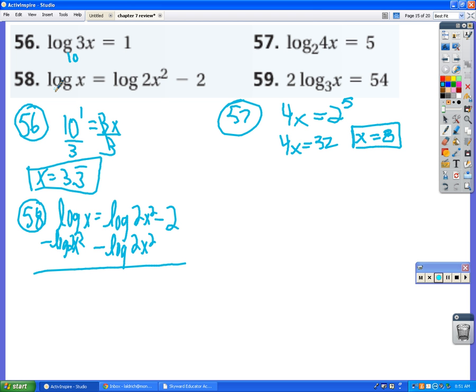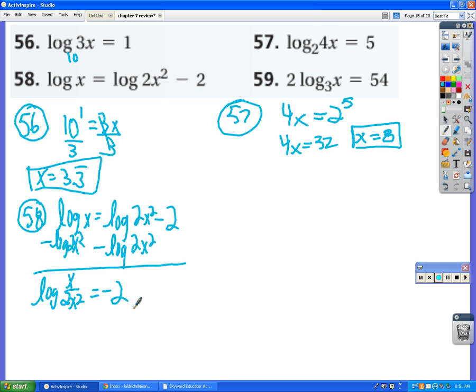Okay? The nice thing is, when I'm subtracting logs, what does that become? Division. So when I go log x minus log 2x squared, that becomes log x over 2x squared. Okay? How's that? No. Yeah, probably not. This is on the challenging side of the stuff that we've done. So if you can stay with it, then awesome.